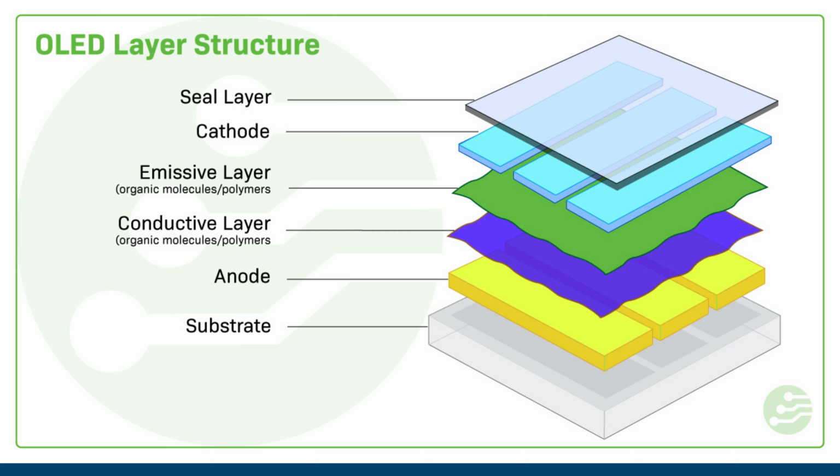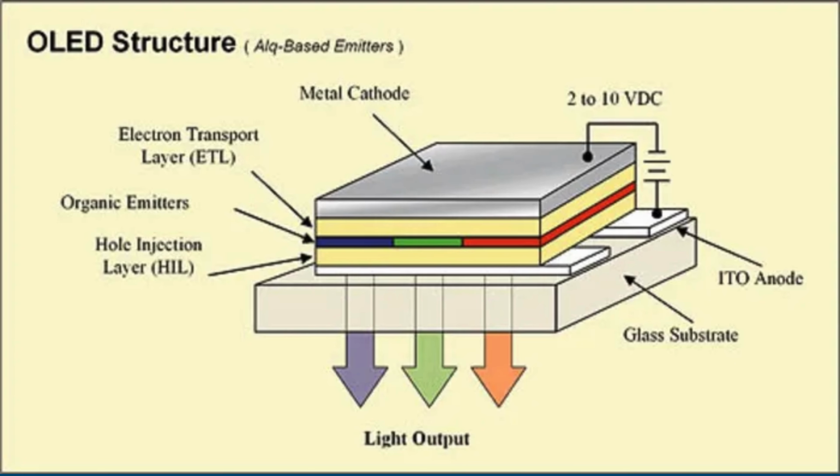OLEDs are multi-layer thin-film optoelectronic devices composed of organic semiconductors sandwiched between two electrodes. Upon application of an external voltage, electrons and holes are injected from the cathode and anode, respectively, transported through charge transport layers, and recombine in the emissive layer, EML, to generate excitons. The radiative decay of these excitons produces electroluminescence, EL.